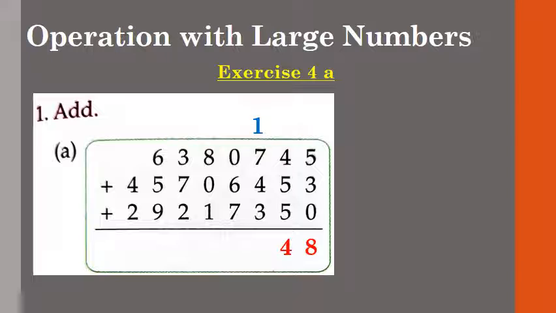And now we will add this one along with the digit at 100 place, that is 1 plus 7 plus 4 plus 3, and that is equal to 15. And again we will write 5 of 15 at 100 place and 1 will get carried to the 1000 place. And now we will add this 1 along with the digit at the 1000 place, that is 1 plus 0 plus 6 plus 7, which is equal to 14.